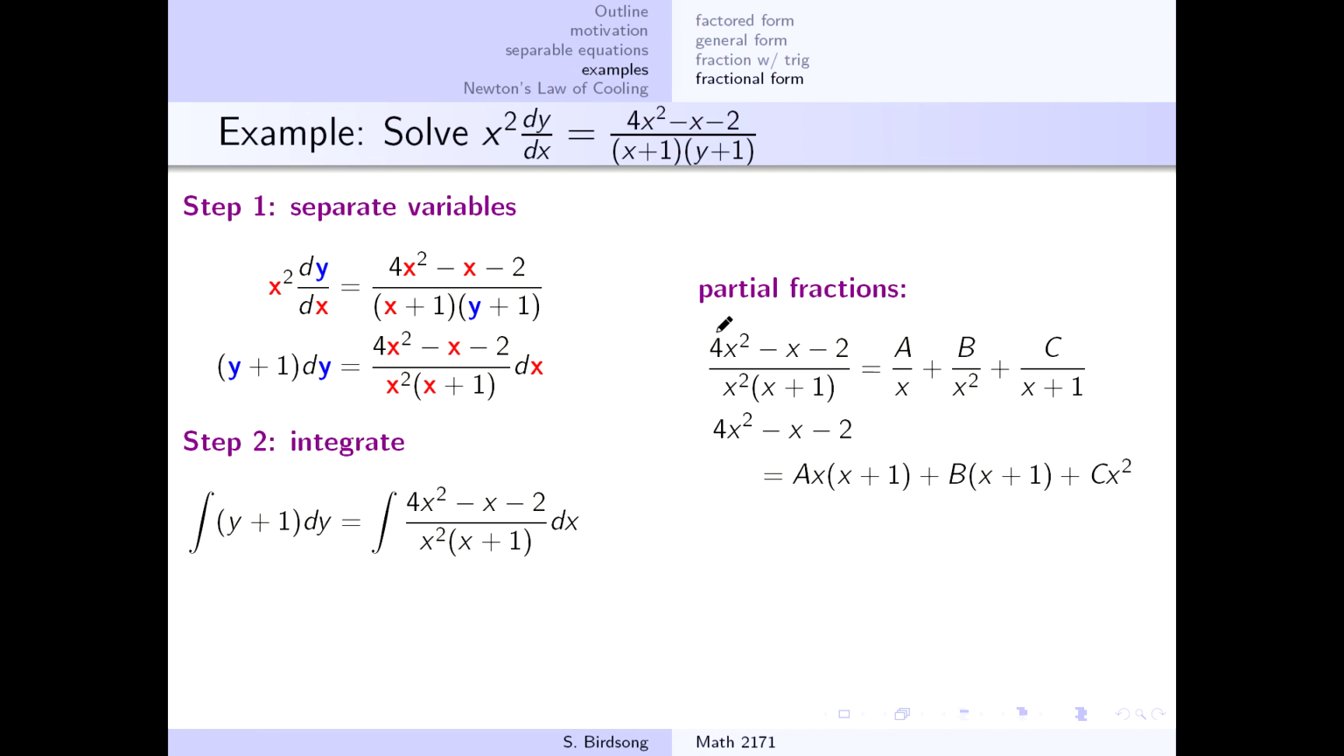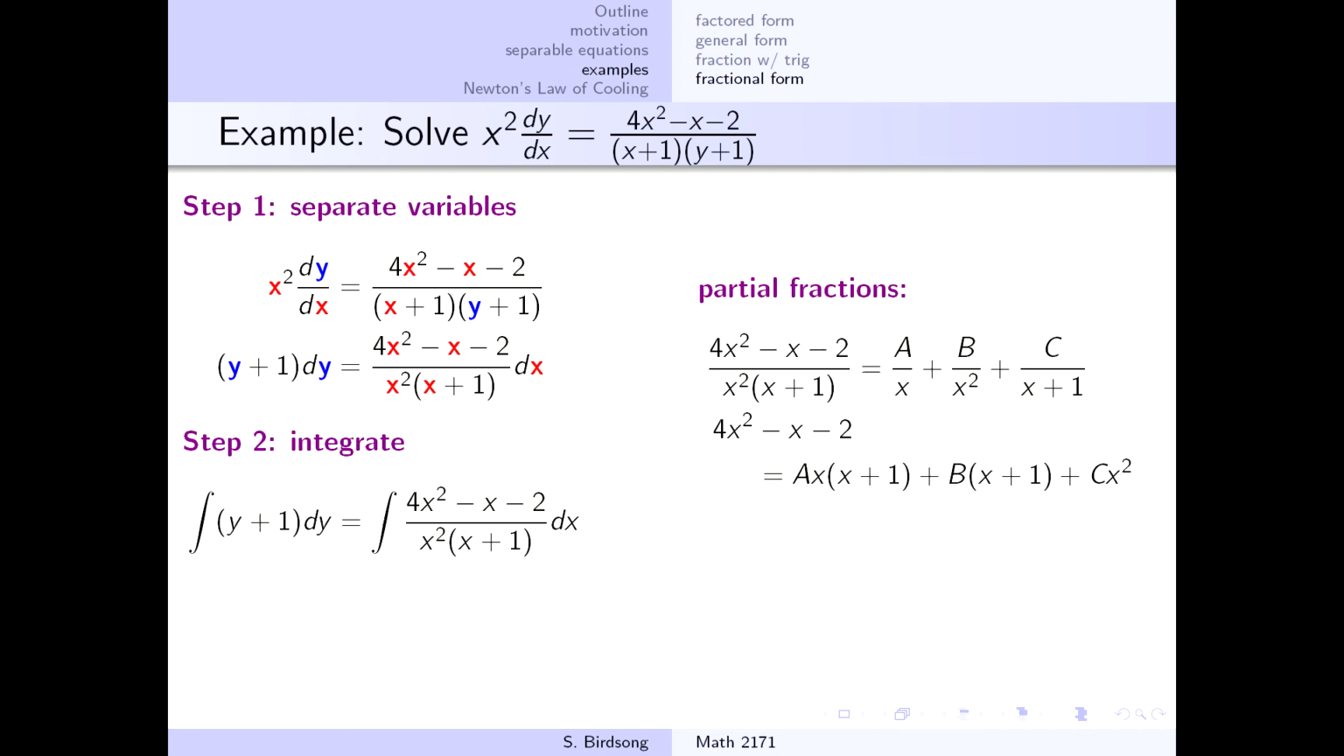The original numerator of 4x squared minus x minus 2, and then the stuff we had just talked about, so Ax times (x plus 1), B times (x plus 1), and C times x squared. Now this is the point where there's two different ways to calculate your A's, B's, and C's. Depending on where you've learned partial fractions in the past, you could learn either of the two ways, and it doesn't matter, they're both fine.